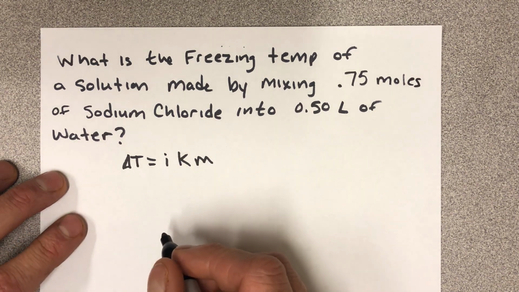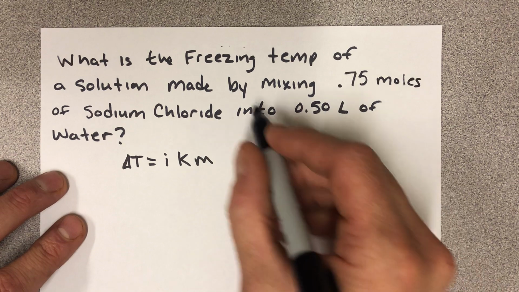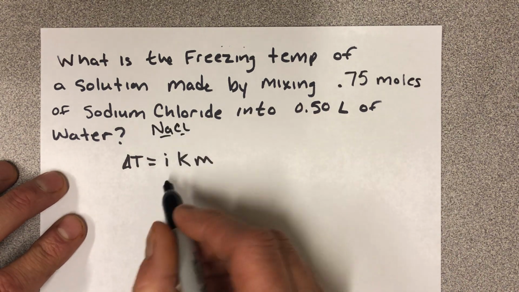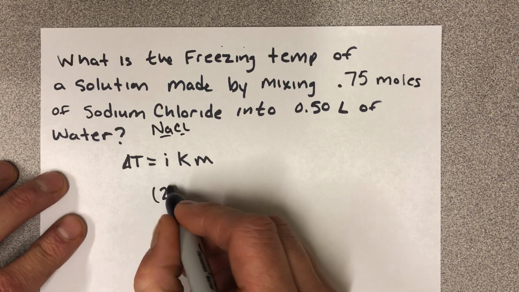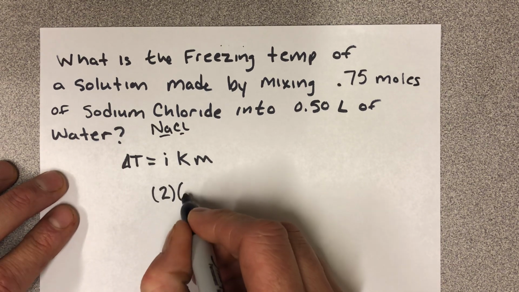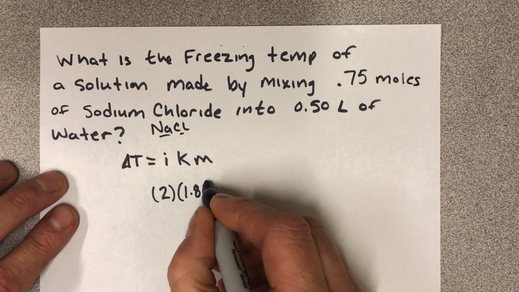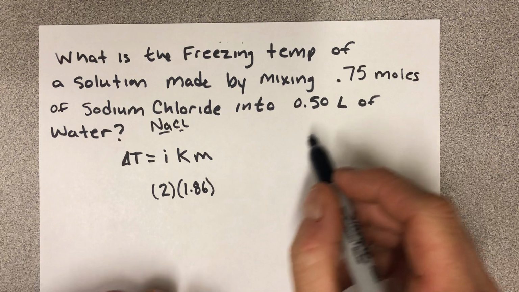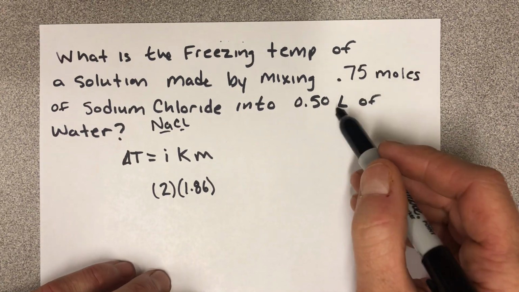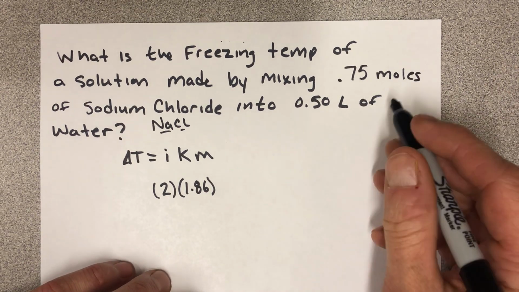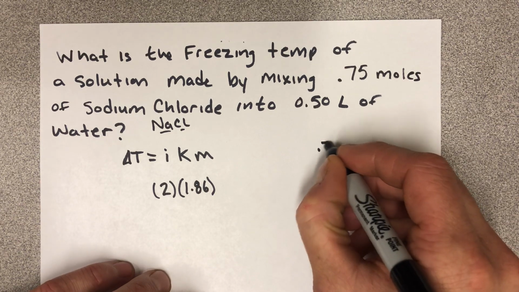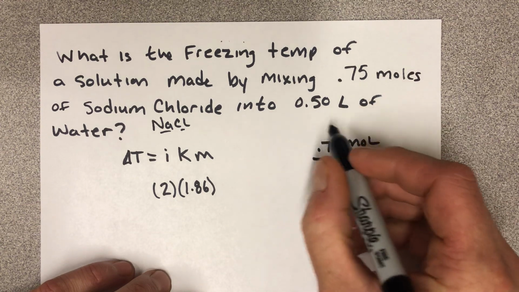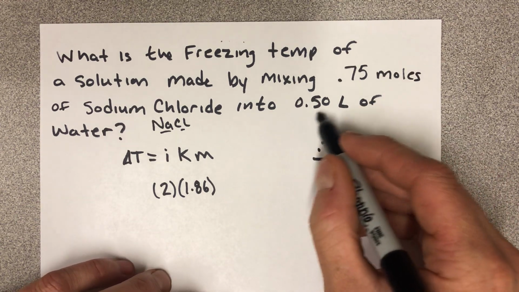Okay. So we have, again, with sodium chloride, NaCl, a Van Hoff number of 2. This is a freezing point question again, so K is 1.86. And the molality, this one is a little bit trickier. We don't have the molality in the problem, but we have the numbers that are going to get us the molality. So we have 0.75 moles divided by a number of kilograms of water, which equates to liters, right?